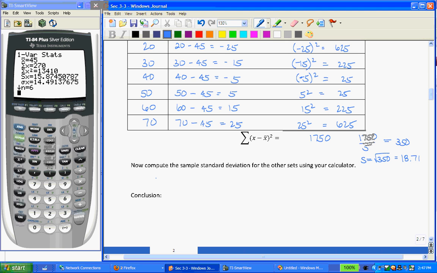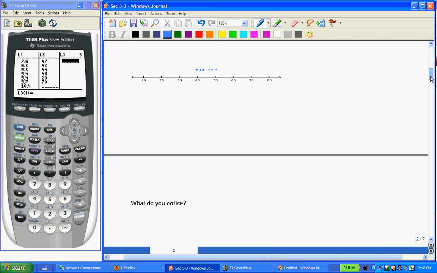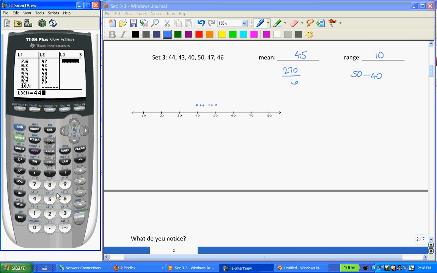Okay, so for set 2, the standard deviation is equal to 15.87 if we round to the second place after the decimal. And then we need to do the same thing for set 3. So back into stat, edit. Let me use list 3 this time. Let's see, our data values were 44, 43, 40, 50, 47, and 46.